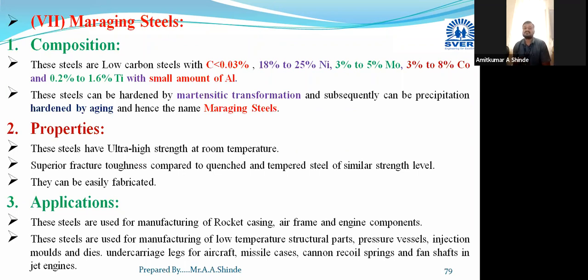And then after this, we will discuss the composition of this maraging steel. Please note down this composition.